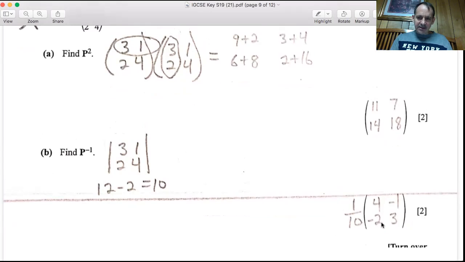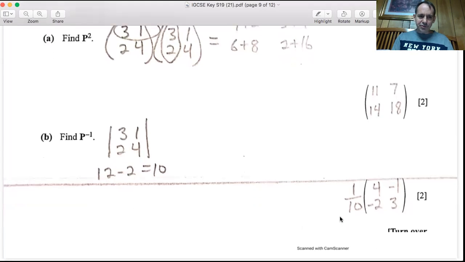And then inside the parenthesis, we rearrange. We switch the 3 and the 4, and we negate the 1 and the 2, or you just change the signs to the opposite. If they happen to be negative, they become positive. So you negate the 1 and the 2, you switch the 3 and the 4. So this then becomes your inverse matrix.